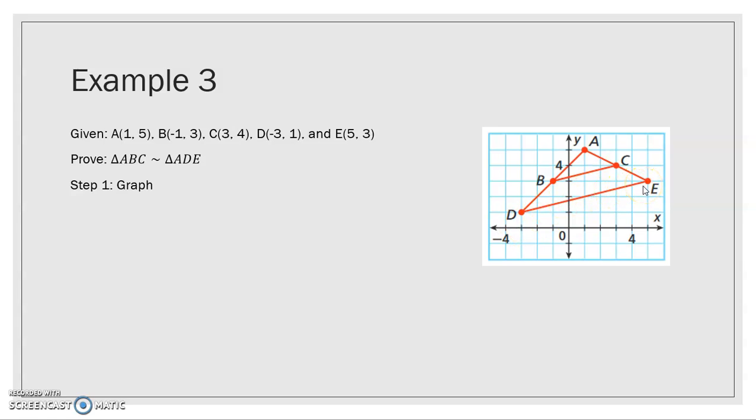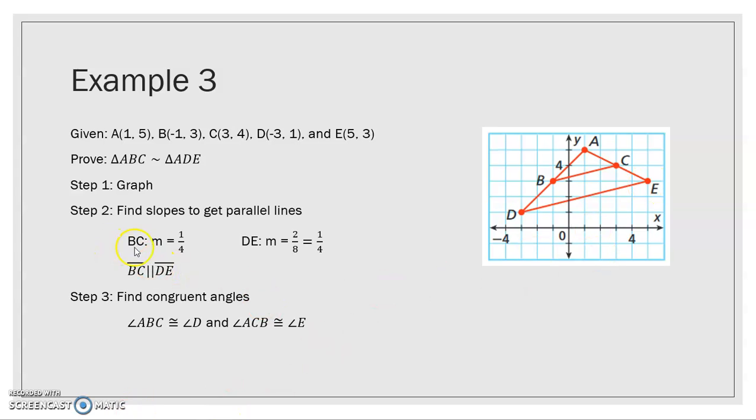So the way we do that in a graph figure is we use slope. So for slope, for BC, it rises 1 and it runs 1, 2, 3, 4. So that's a slope of 1/4. And for DE, it rises 1, 2 and it runs 1, 2, 3, 4, 5, 6, 7, 8. So that has a slope of 2/8. So you'll see that I did my work here. BC has a slope of 1/4, DE has the slope of 2/8, which is 1/4. So that means that BC is parallel to DE.